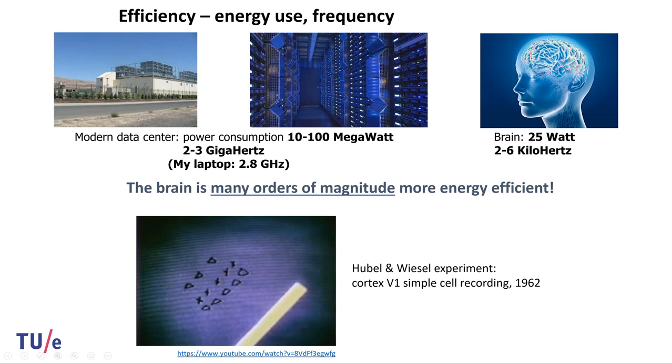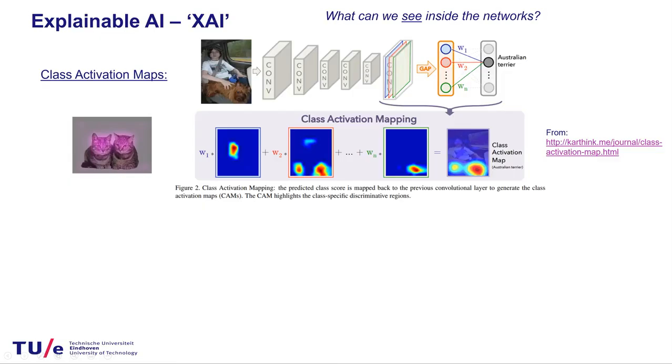And these modern data centers, they have cooling towers on top. They use megawatts, even 10 to hundreds of megawatts. So the brain is incredibly energy efficient. And let's study a little bit the techniques that the brain is using to do that. So what I'm going to talk about is explainable AI. What steps can we take? It's called XAI.